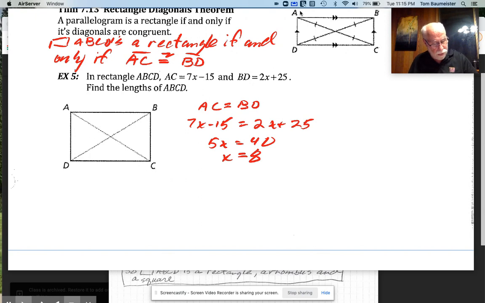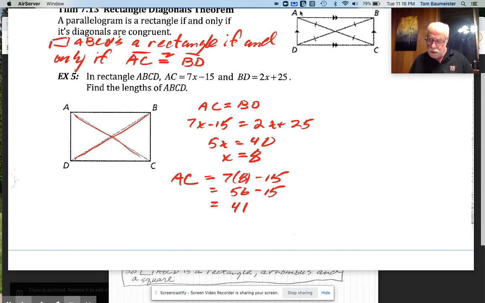So they want us to find the lengths. So they want us to find this one here because that's what we were given, and this one here. So since they're equal, I just have to plug it into one of them. So I'll plug it into AC is equal to 7 times 8 minus 15, which is 56 minus 15, which is equal to 41. So that's what AC equals, but then that also equals BD. So both of them equal 41.